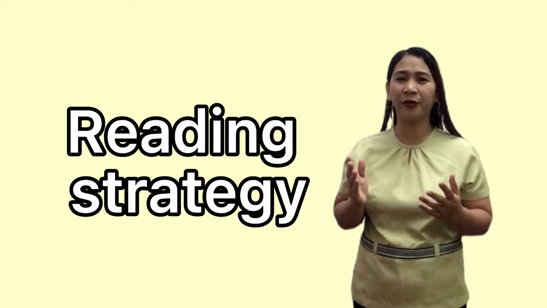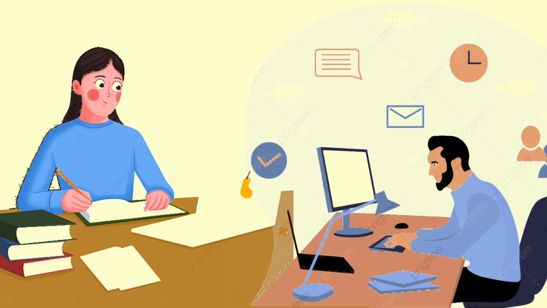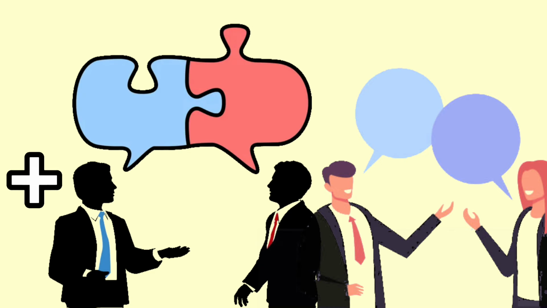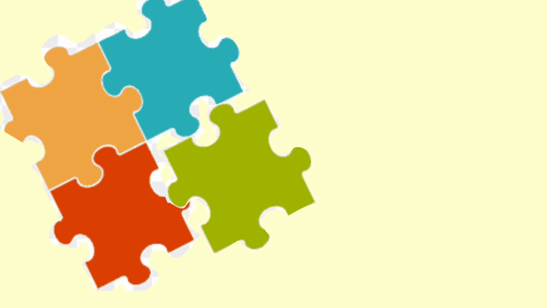This skill is one of the most challenging reading strategies for you students to master, simply because it requires you to use multiple skills and strategies together. You read information on a certain issue on social media. Then you watch that social issue on television. And you also hear about it from your conversations with your friends. Then finally, you put all these sources together and use them to form an opinion. This is what you call synthesizing.